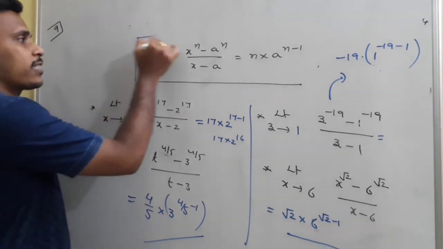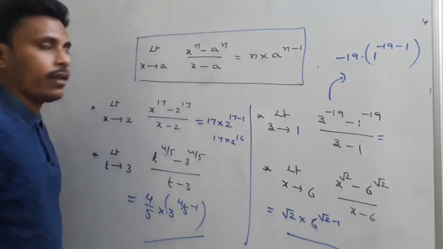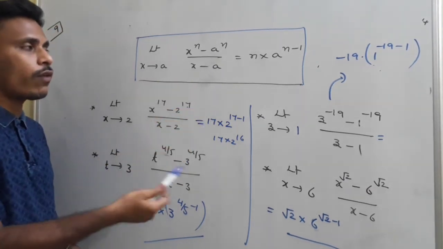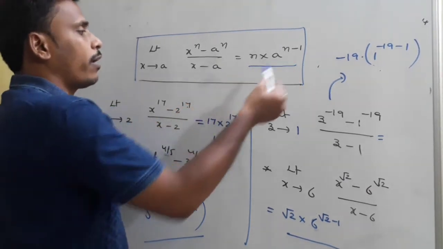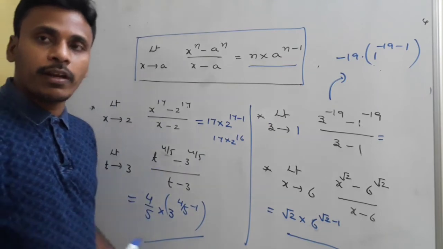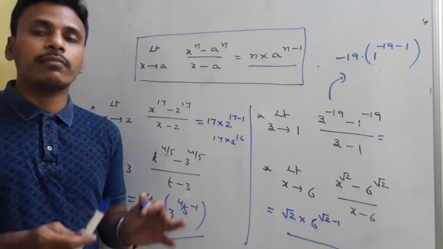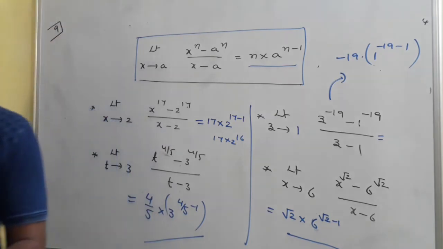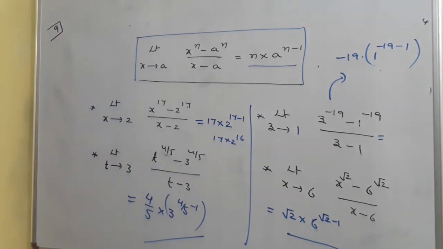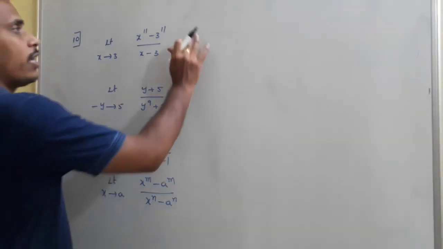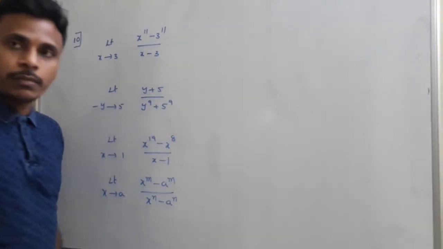This formula is acceptable for all values of n. So if you face a problem, you just directly use that particular formula, like n into a to the power n minus 1. Every time the explanation, the logic, the proof is not required. For the first time, it is required. Have a look. So the same formula, limit x tends to a, x power n minus a power n by x minus a, is acceptable for all these things.